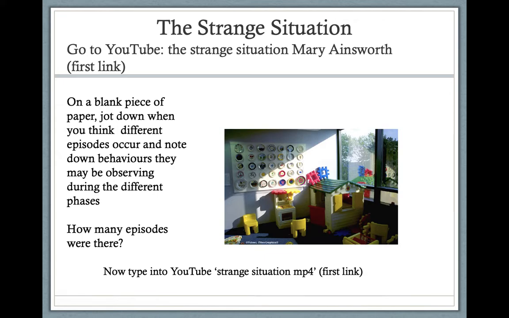So try and figure out how many different episodes there are, and also note down any key or standout behaviours that you think they're looking for during the different episodes. See how many you can find and what sort of things are happening during those episodes. Once you have done that, I want you to watch a second video, and you have to type in strange situation MP4 to get that one. A bit random, but that's just the one that makes it come up, and it's the first link. So have a little watch of that one. You could pause this video now and go and have a look at those.